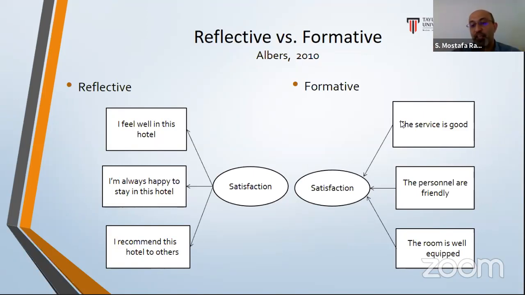Also, we can add more variables here, for example, satisfaction about environment, satisfaction about accessibility. But each variable measures part of satisfaction.